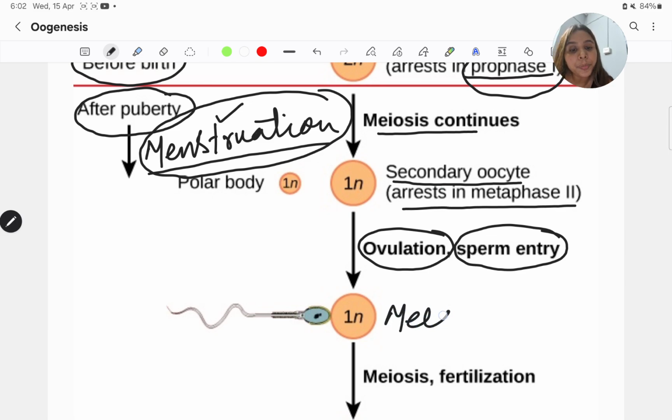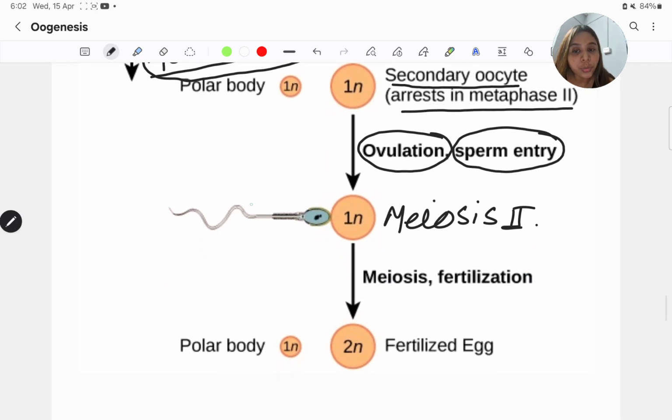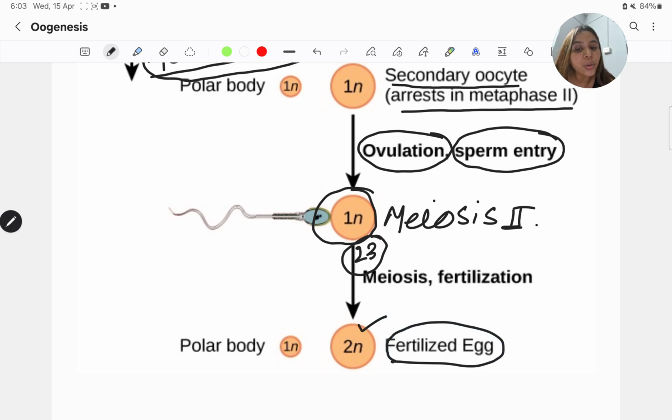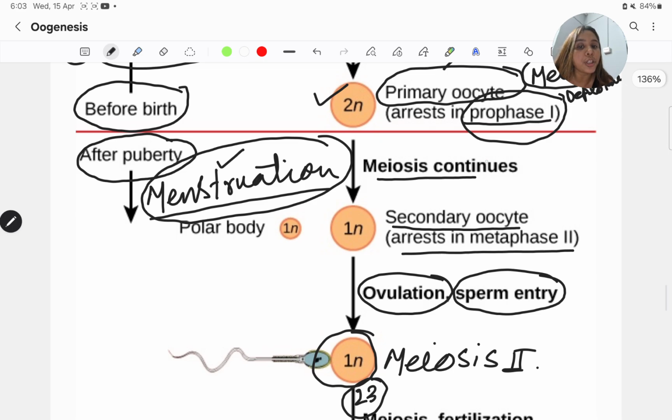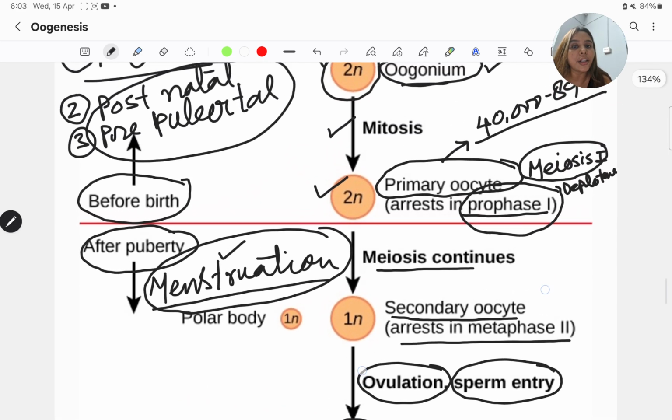So it completes meiosis 2 and, in contact with the sperm, it produces the 1n. Meiosis 2 is the reduction division, that is why the chromosome number becomes half, that is 1n, that means 23 chromosomes are present here now, and then it produces the fertilized egg, that is 2n in number, and another polar body. Okay, this is the second polar body, and the first polar body arrived at the time of completion of the first meiosis. Okay, so is it clear to everyone?